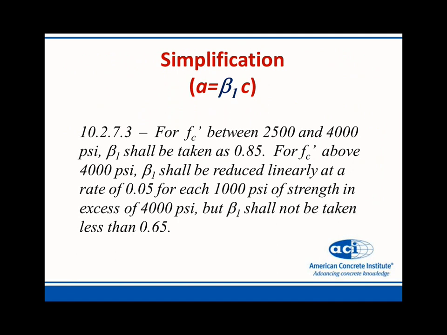In words, and I kind of like to read them because this is a modest tongue twister. There are a lot of other sections in the code that are tougher than this, but for f'c between 2,500 and 4,000 psi, beta 1 shall be taken as 0.85. For f'c above 4,000 psi, beta 1 shall be reduced linearly at a rate of 0.05 for each 1,000 psi of strength in excess of 4,000 psi, but beta 1 shall not be taken less than 0.65.